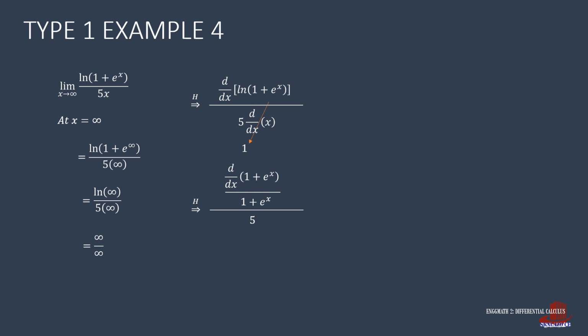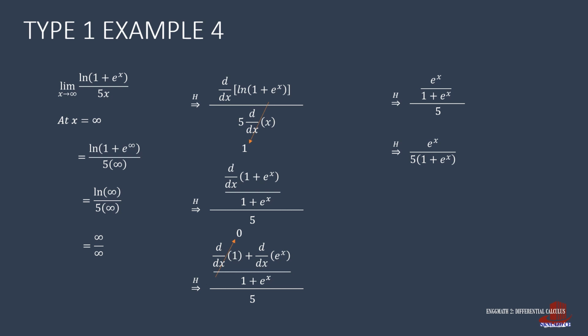We can further work with the derivative of the terms in the numerator as the derivative of 1 plus the derivative of e raised to x. Again, the derivative of a constant is 0, so we finally have the simplified expression e raised to x upon 1 plus e raised to x all over 5. Arrange the terms to have the main numerator as e raised to x and the main denominator as 5 times the quantity of 1 plus e raised to x.